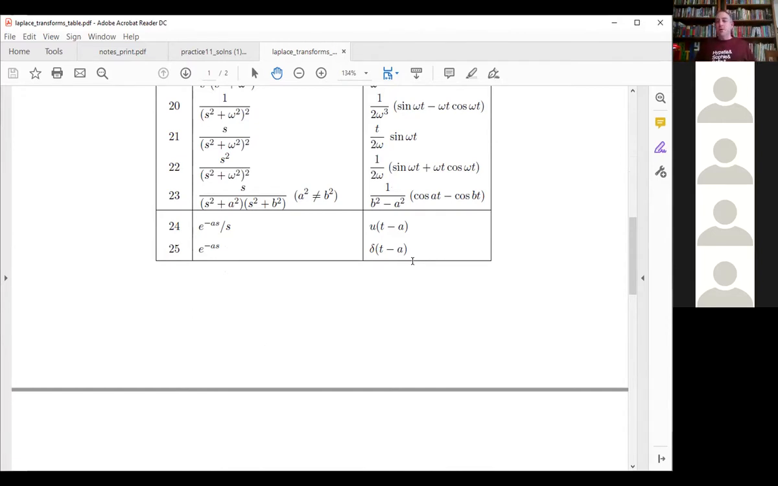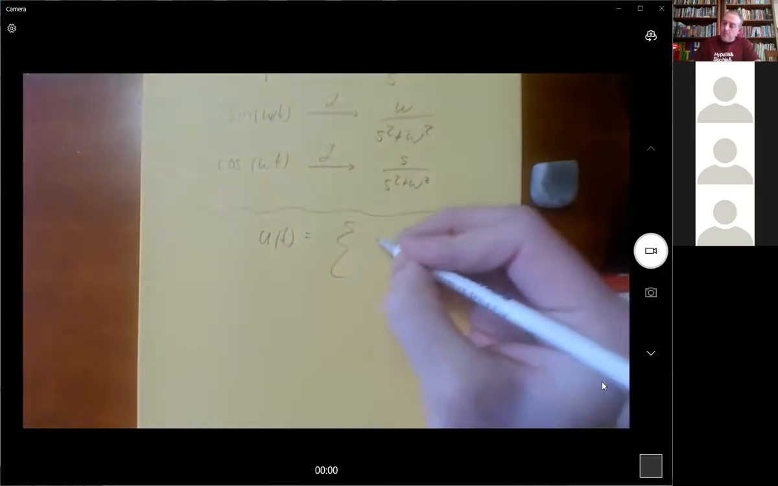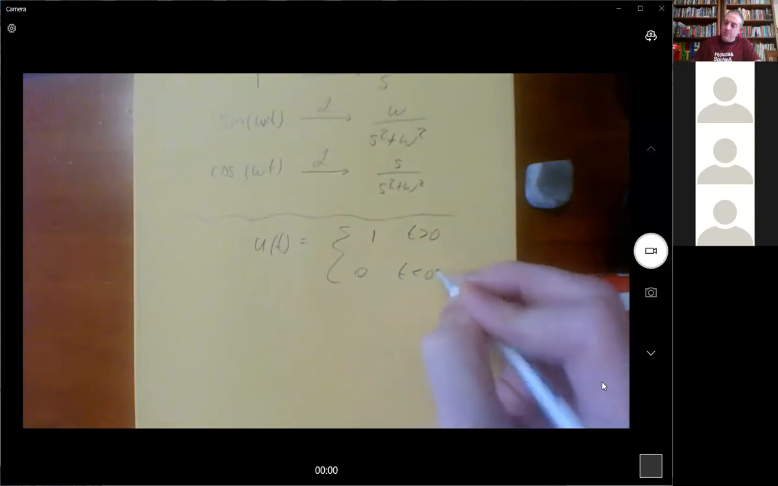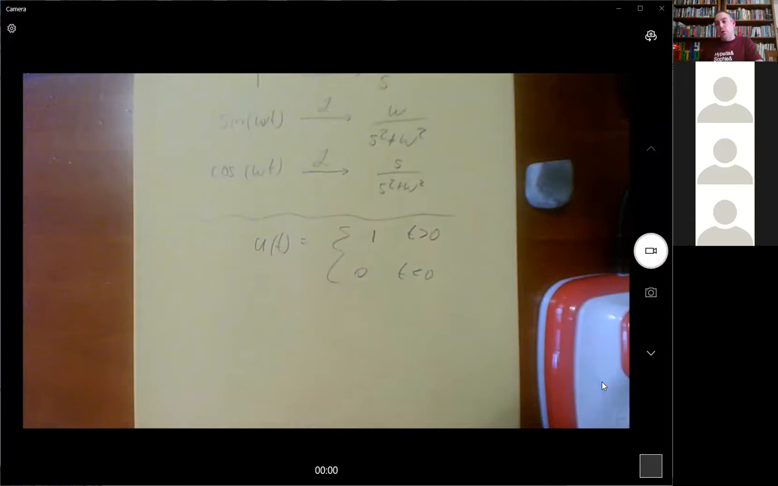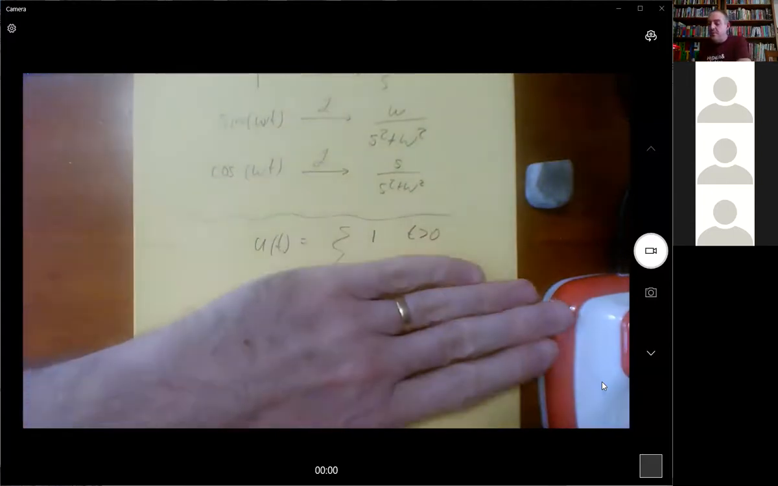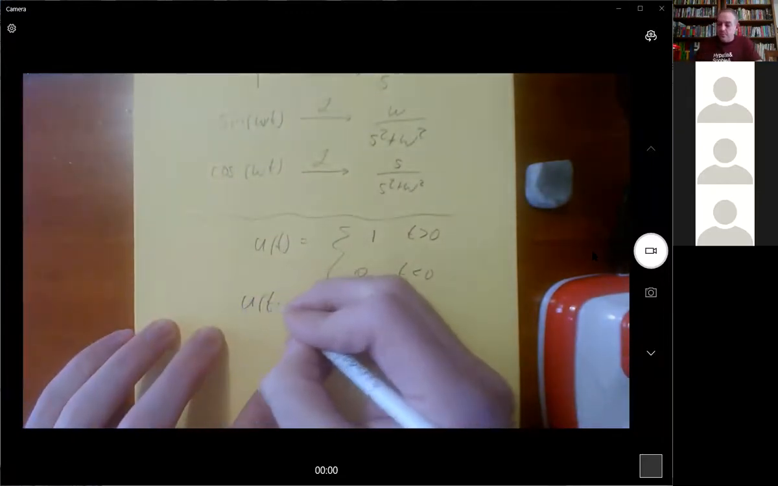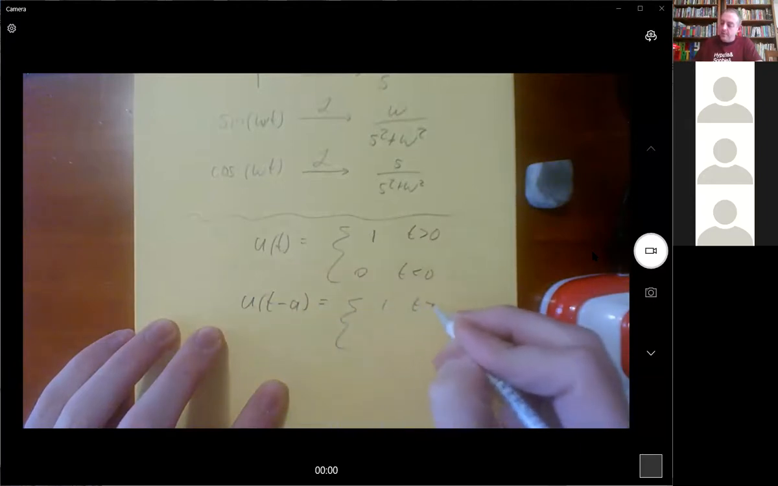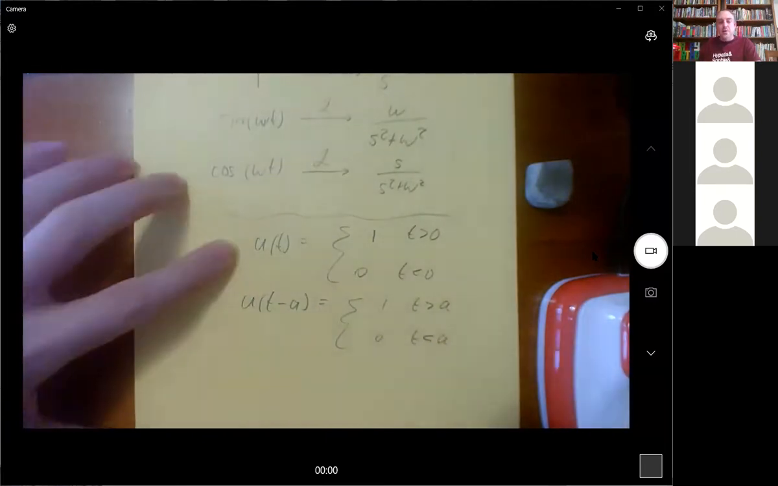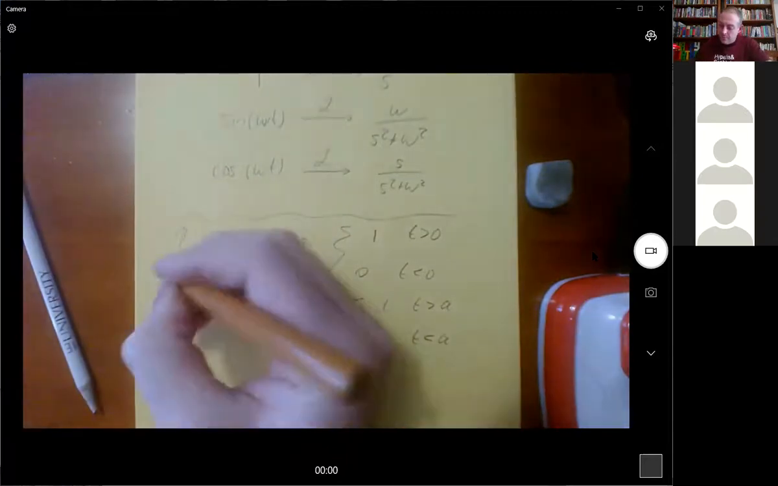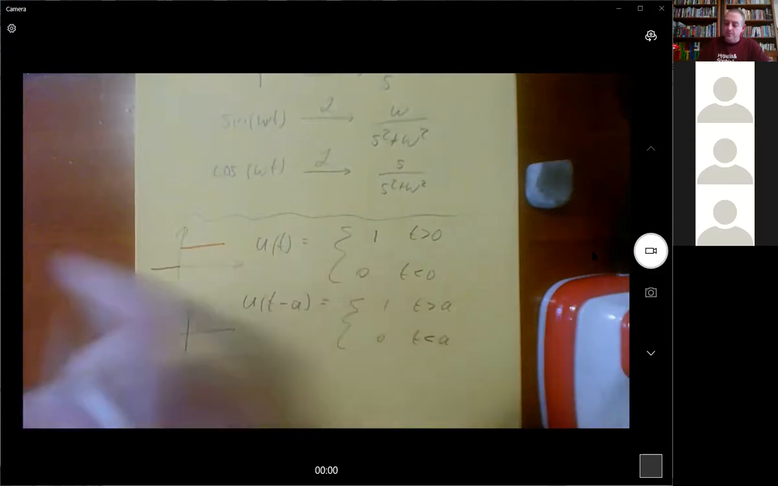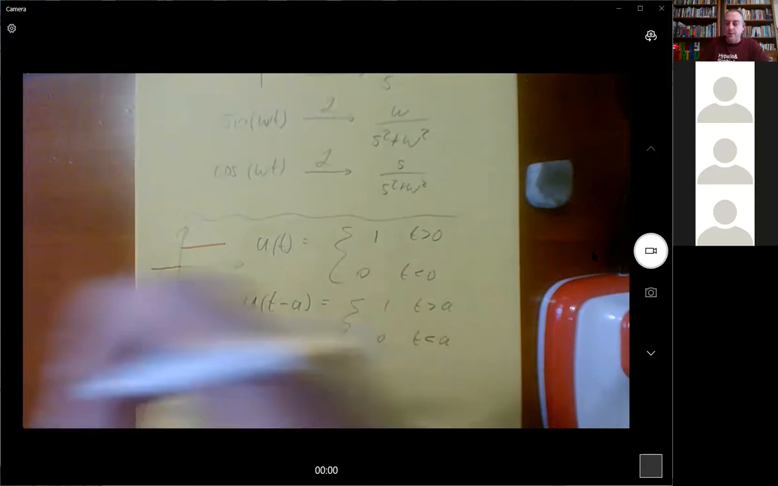Okay. So I just want to point out something, that u of t, this u function here, is 1 when t is positive and 0 when t is negative, which means that if I'm only interested in functions that start at 0, it's technically the same as just 1. But if this started at a different spot, this would be 1 when t is greater than a, and 0 when t is less than a. So this function is 0 here, 1 here, and it switches over at the point a.